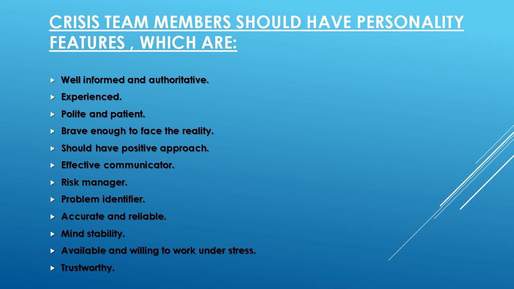The next 2 features, which are mind stability and being available and willing to work under stress, we can combine together because they have the same meaning at the end of the story: to be able to work under pressure and take the right decisions through hard times. The last one is trustworthy, to control the information that will come out of the team during the crisis that may affect the organizational reputation and image.